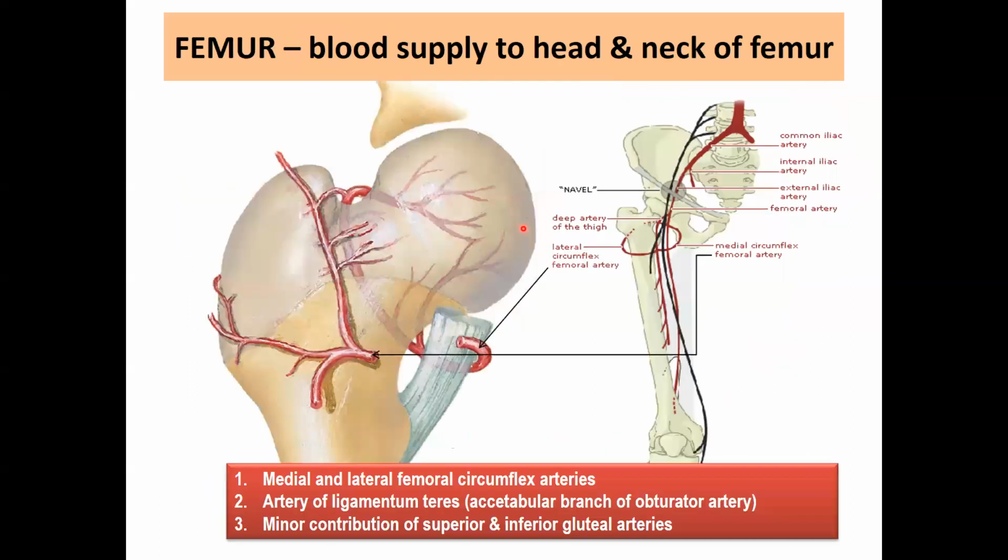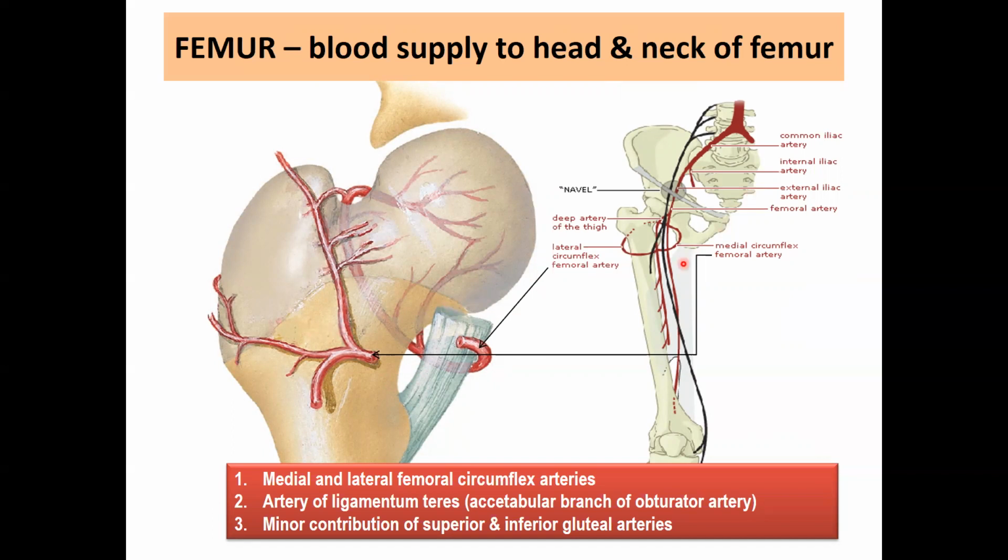This is really important clinically. The blood supply to the head and neck of the femur. The most important are the medial and lateral femoral circumflex arteries.